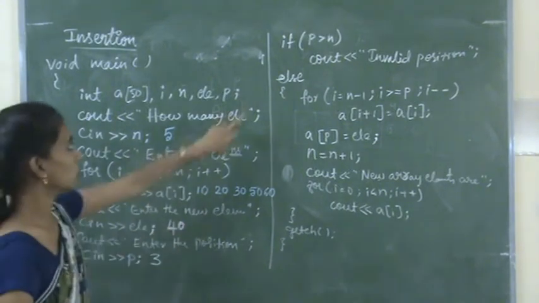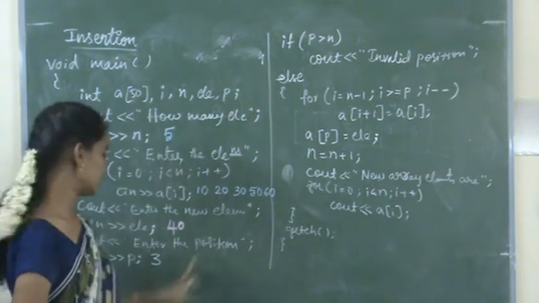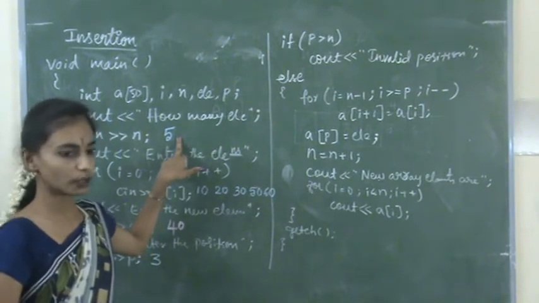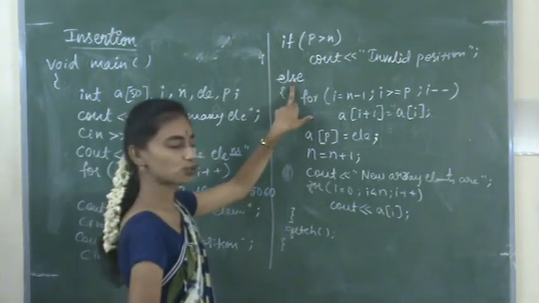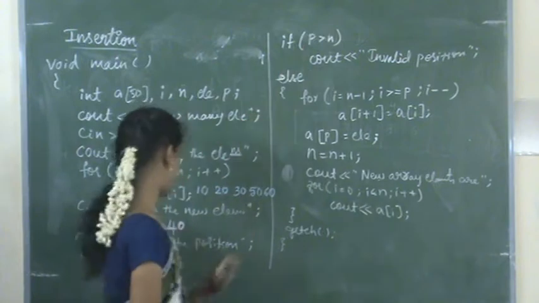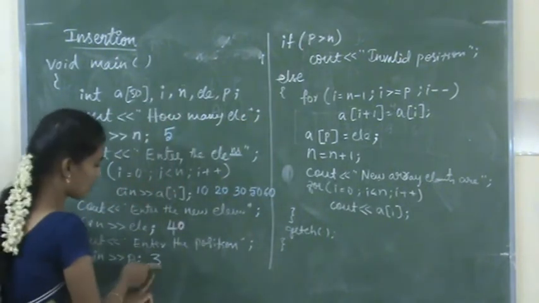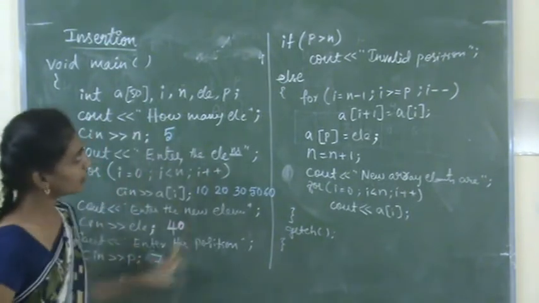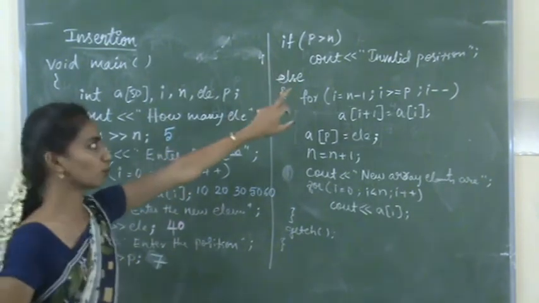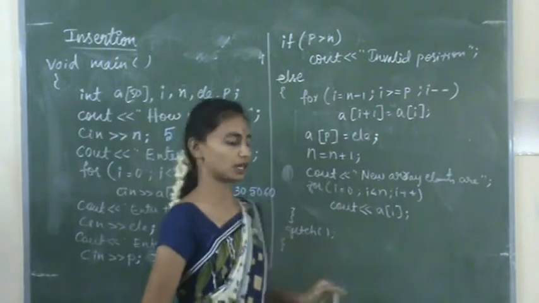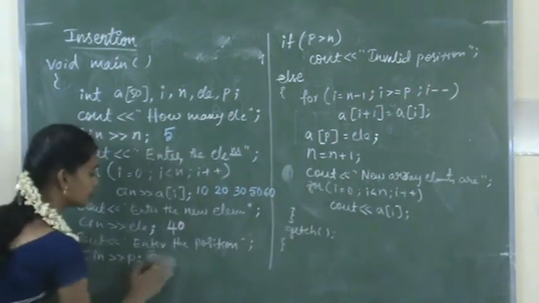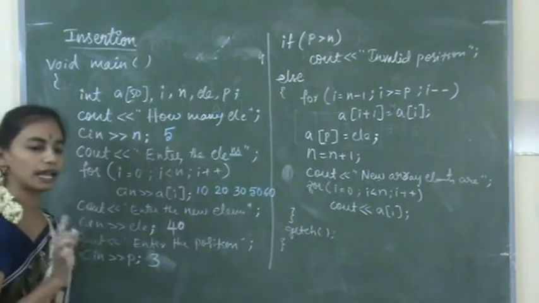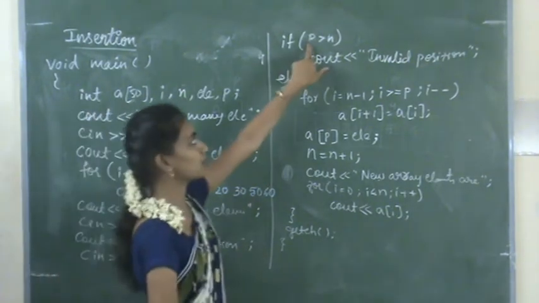Now check, what is the p value? That is 3. So is 3 greater than 5? No, right? So now it will enter the for loop. If it is greater, suppose I give the position value as 7, is 7 greater than 5? True. It will display invalid position. So now I take it as 3. Position 3, I have to insert the element 40. So this becomes false.